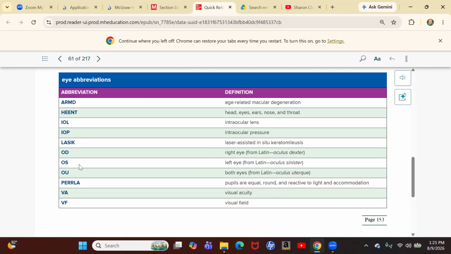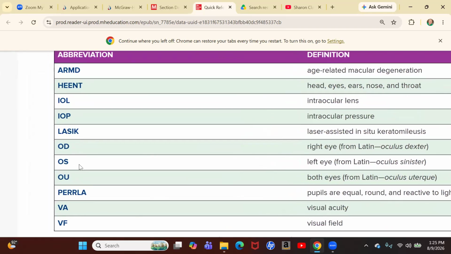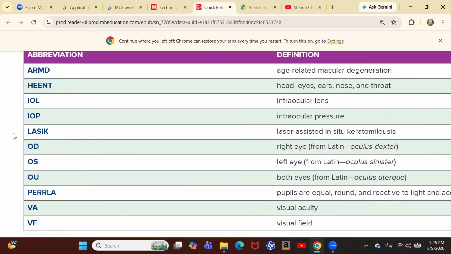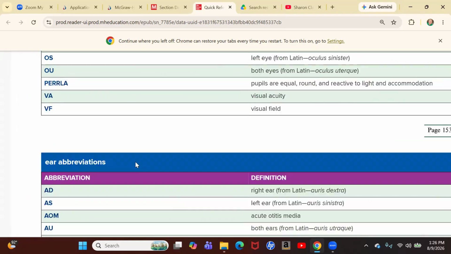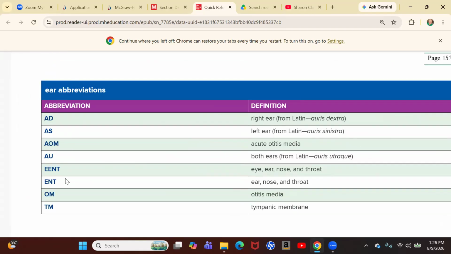The medical abbreviation for each eye. So you have oculus dexter here, which means your right eye, oculus sinister, which is your left eye, and oculus uterque, which is both eyes. Don't think we went over that one. Yeah, ear, nose, and throat we did. Eye, ear, nose, and throat. Yeah, the rest of these I believe we did.